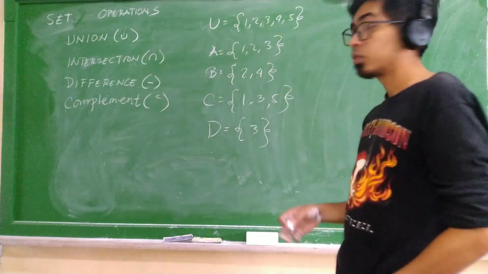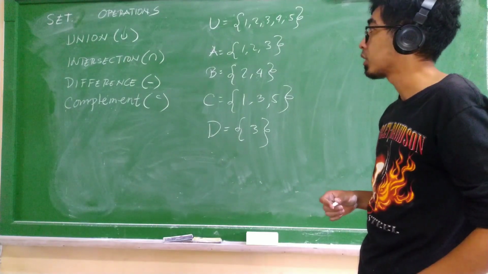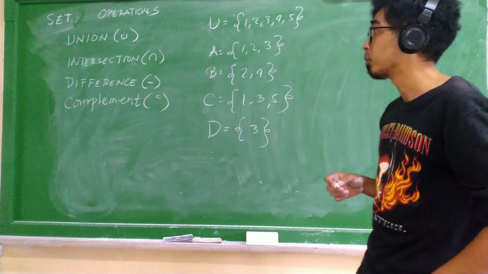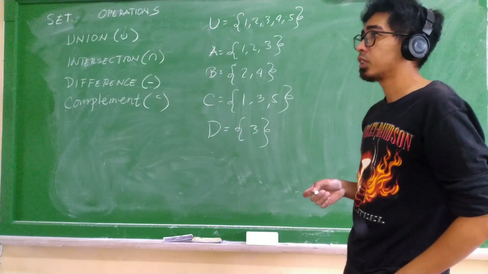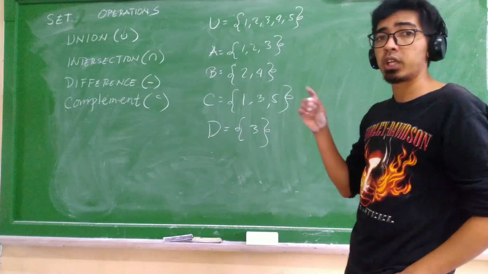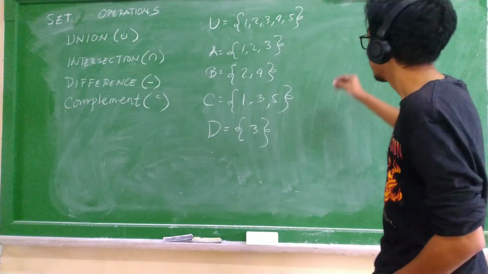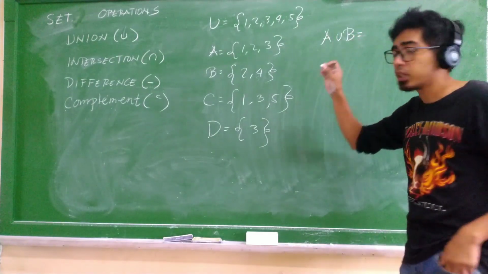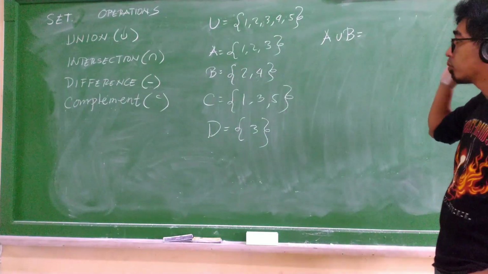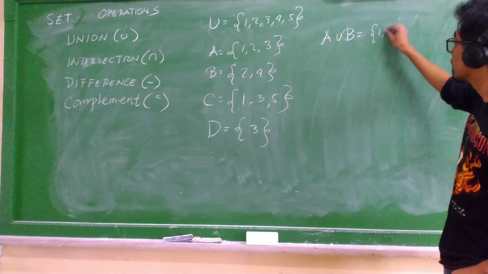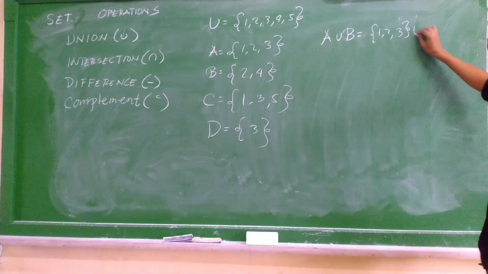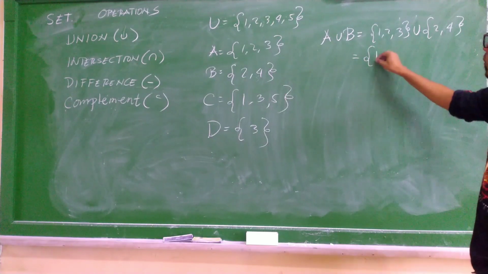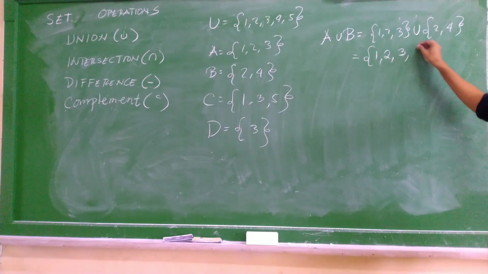Okay, so we'll deal with set operations. In set operations, we have four kinds: union, intersection, difference, and complement. Now, the definition of union is to combine all elements of the sets. So if we have A union B, we are going to simply combine the elements of A and B. That would be {1, 2, 3} union {2, 4}. If we write the elements, that would be {1, 2, 3, 4}.